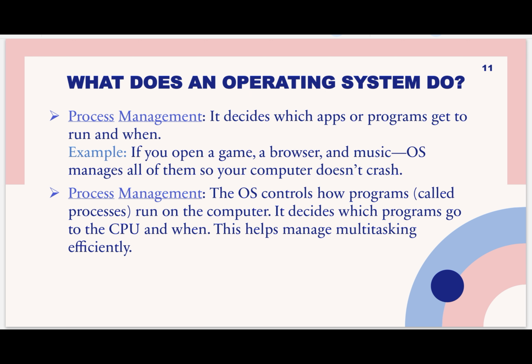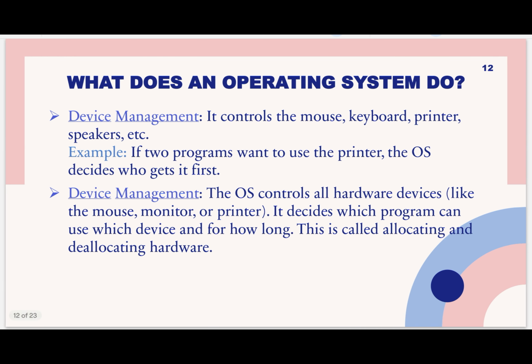Now see, the operating system controls how programs run on the computer. It decides which program goes to the CPU and when. This helps manage multitasking efficiently. As I said, it goes one by one, not all the apps at a single time. If we run all the apps at a single time, our computer may hang. So deciding which program will go to the CPU and when is the main thing. After one completes, another will open, right?